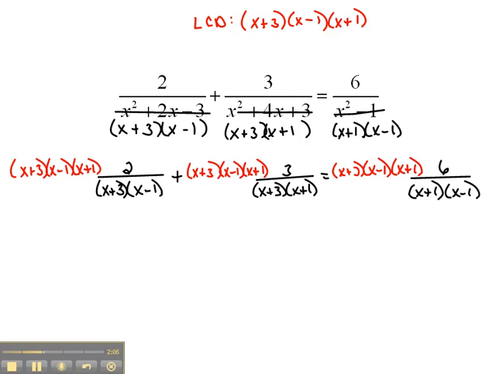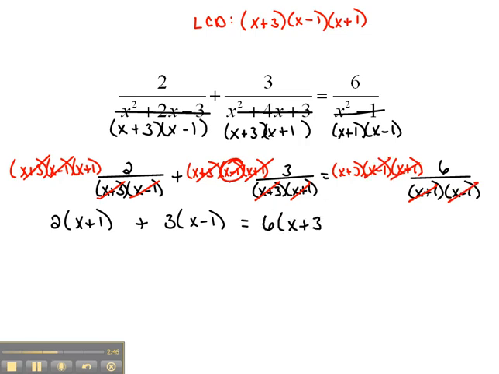Alright, so now let's see what cancels. For our first term, the x plus 3's cancel and the x minus 1's cancel. So we're left with 2 times x plus 1. For our second term, the x plus 3's will cancel and the x plus 1's will cancel. And that leaves us with plus 3 times, oops, I did the wrong thing there, didn't I? I meant to cancel the x plus 1. The x minus 1 is still there. So that'd be 3 times x minus 1 equals, now over here, the x plus 1 will cancel and the x minus 1 will cancel, which will leave us with 6 times x plus 3.